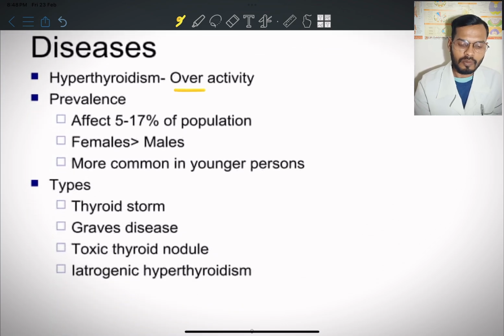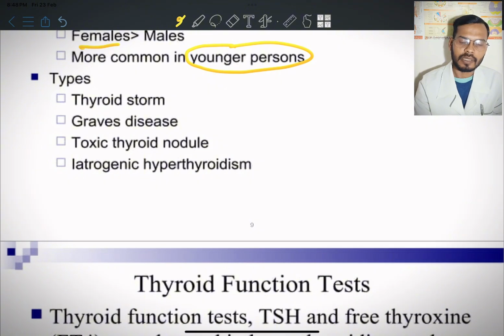Hyperthyroidism is overactivity. Its prevalence is also 5 to 17% of the population. Here also it is mainly found in females rather than males, and it is more common in younger persons. Its types are thyrotoxicosis, Graves' disease, toxic thyroid nodules, and iatrogenic hyperthyroidism.